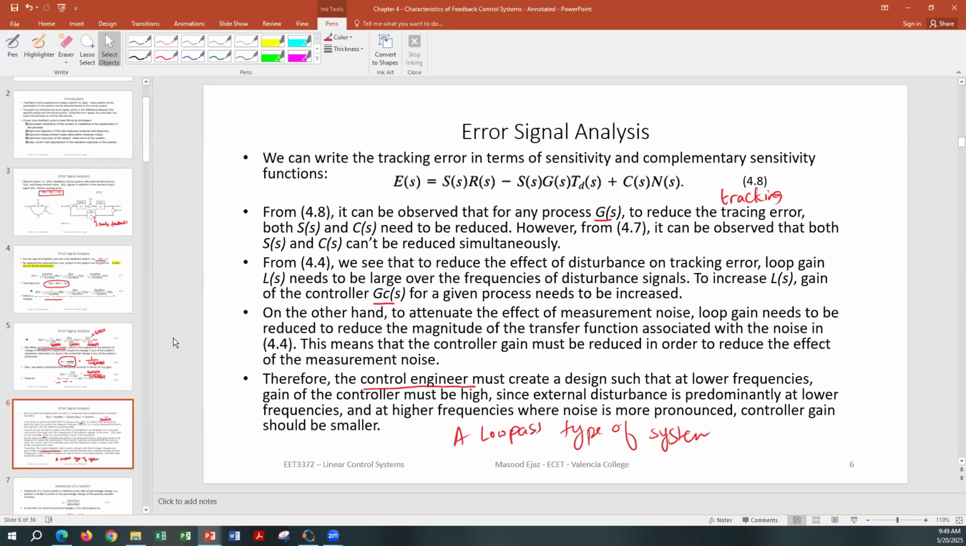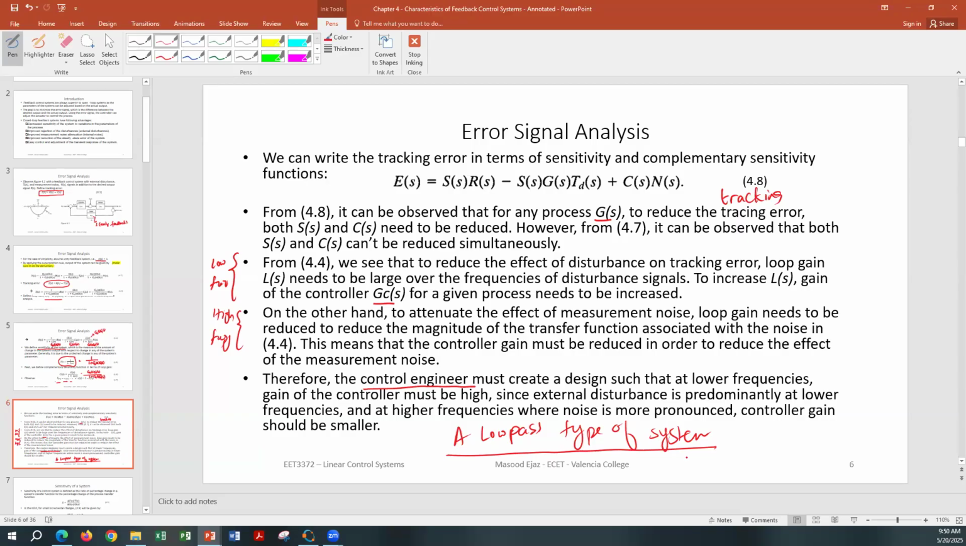Of course, we cannot do that at the same time, but we know that our disturbance signal is at low frequencies, and our noise signal generally is at high frequencies. So at low frequencies, we have to increase the gain of the controller, and at high frequencies, we have to decrease the gain of the controller. That's how we came up with the requirement that the controller transfer function GC(s) should reflect some sort of low pass type of system.